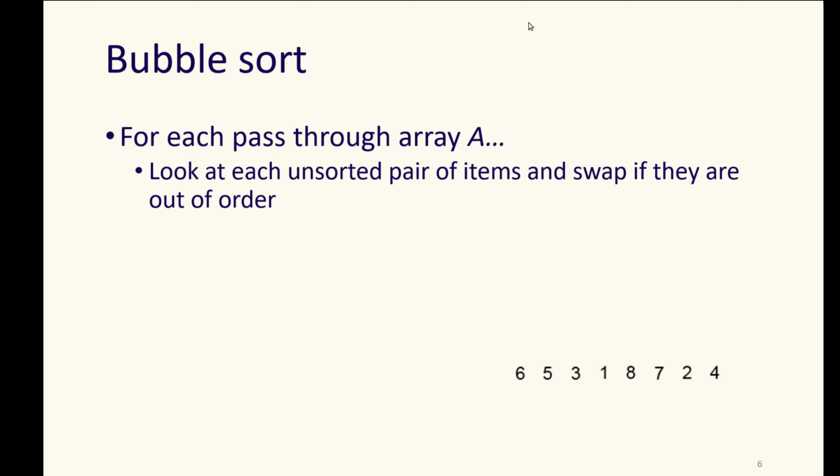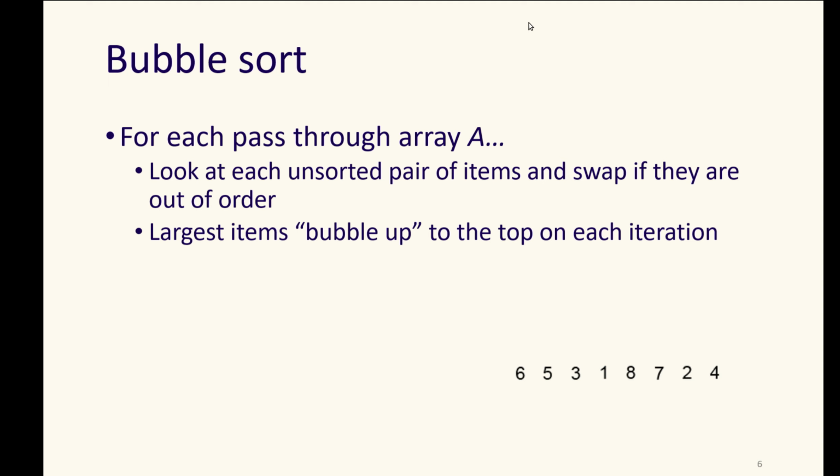Bubble sort is another option where we flip through the array, looking at each unsorted pair of items and swapping them if they're out of order. And we can quit once we've made it through the array with no more swaps needing to be done. This is a neat algorithm in that the largest items sort of bubble up to the top, to the furthest out indexes, on each iteration that we do.